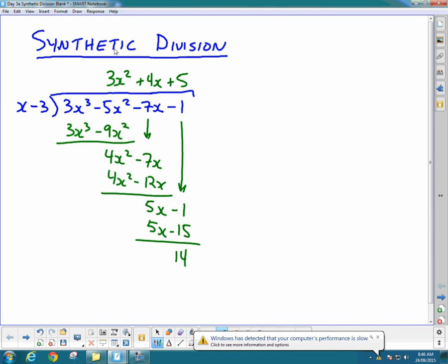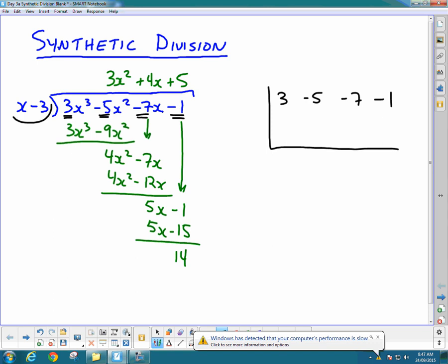So we set it up off to the side, make this little L shape or whatever. The top line of synthetic division is the coefficients of my question. So if we look at this, we just write down the coefficients: 3, negative 5, negative 7, negative 1. Those coefficients just go along the top line of this little division thing.